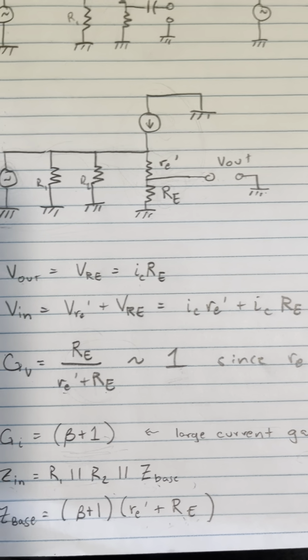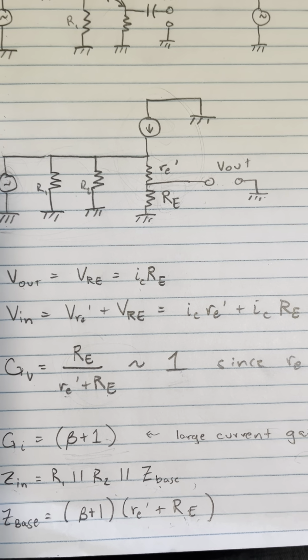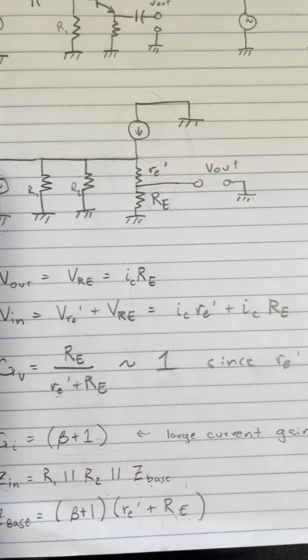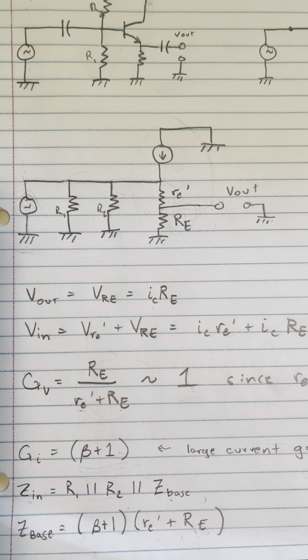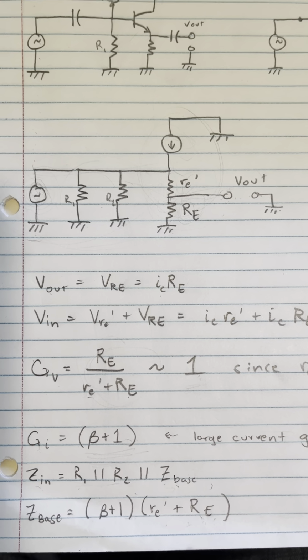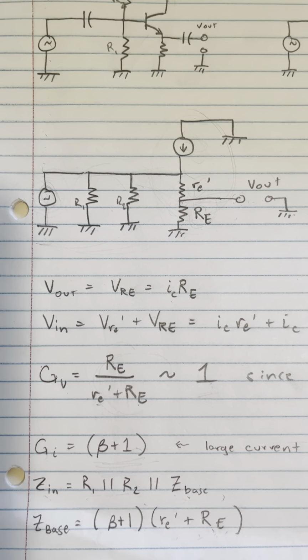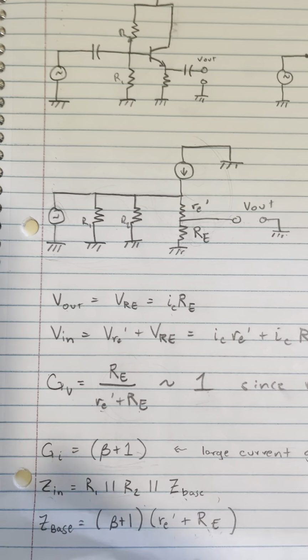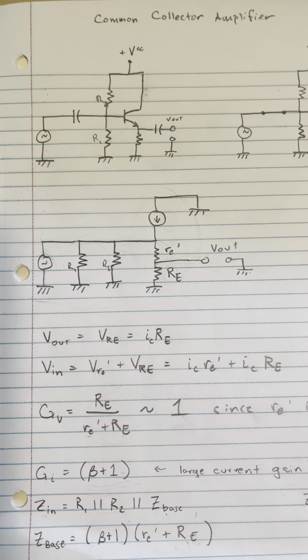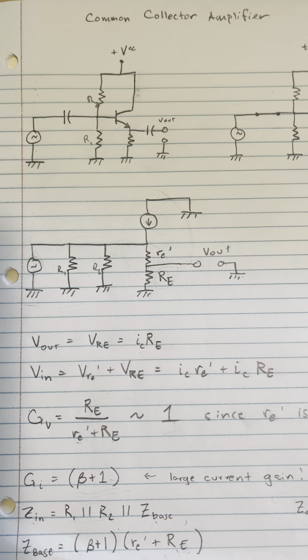Similar techniques are often used with operational amplifiers, which, as you hopefully know at this point, have a very high input impedance, almost infinity, and a very low output impedance. And that's all there is. Well, not all there is, but that's all that I'm going to talk about for common collector amplifiers.